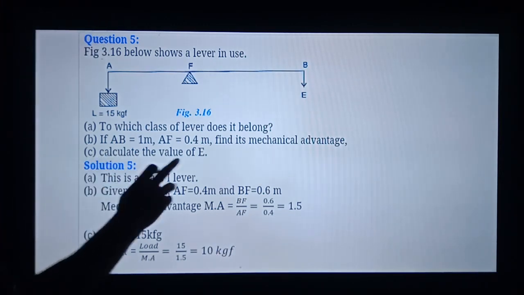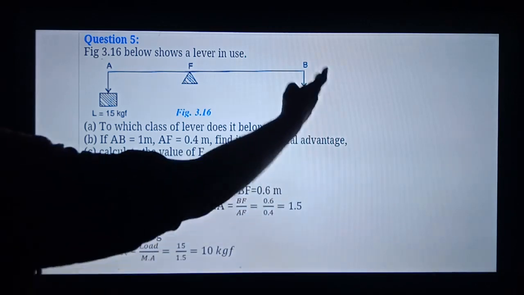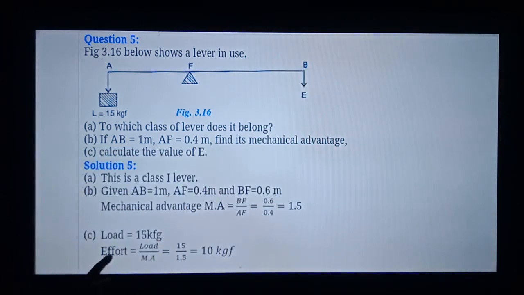Now the third part, calculate the value of E. E means effort, we have to calculate. Effort is equal to load upon mechanical advantage. What is the value of load? 15. And what is the value of mechanical advantage? 1.5. So what effort is needed? 10 kgf.